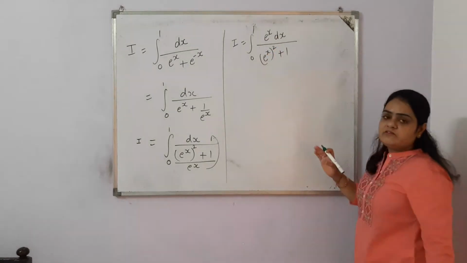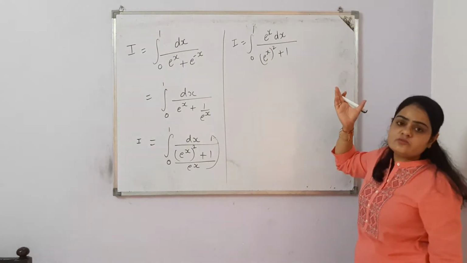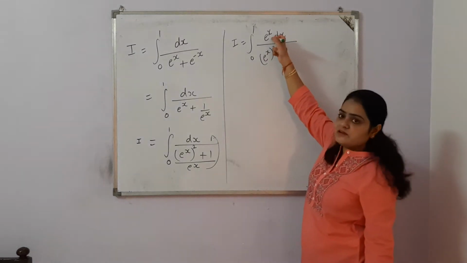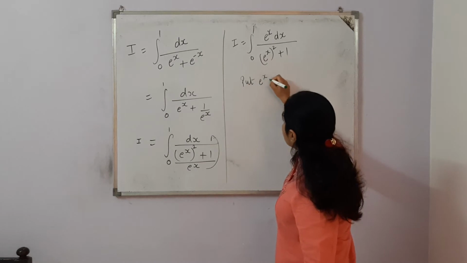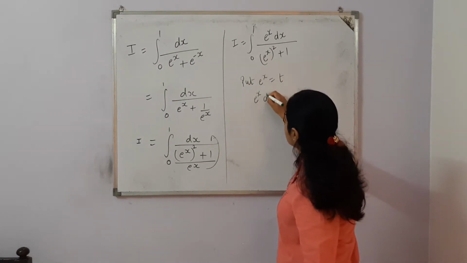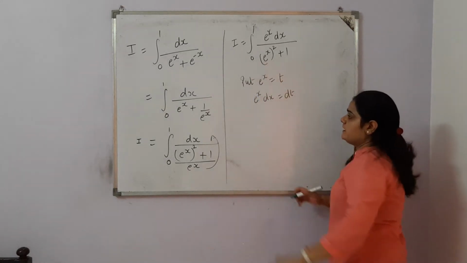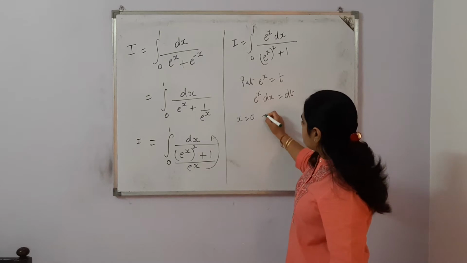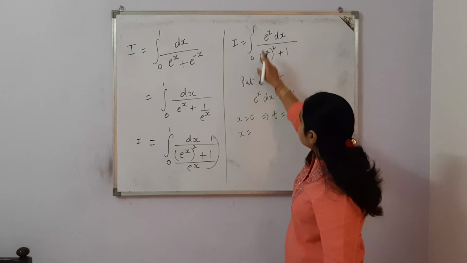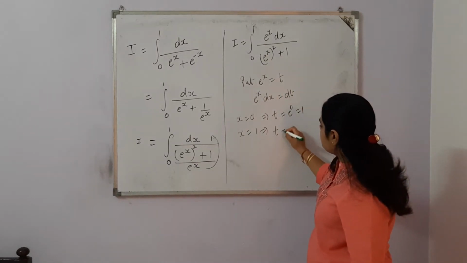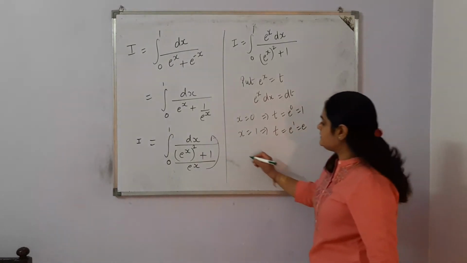Now the derivative is e raised to power x dx. This is the derivative of which function? Of course e raised to power x, because the derivative of e raised to power x is e raised to power x. So we substitute e raised to power x equals t, and of course its derivative will be the same. Now we need to change the limits. If x is 0, then t is e raised to power 0, which is 1. If x is 1, then t equals e raised to power 1, which is e. Now the limits are 1 to e.